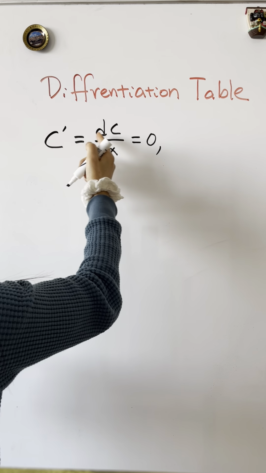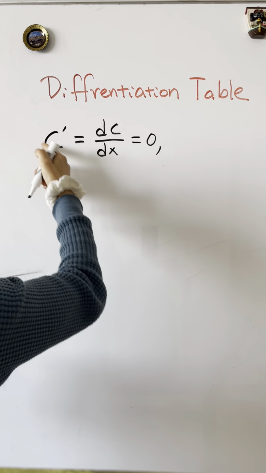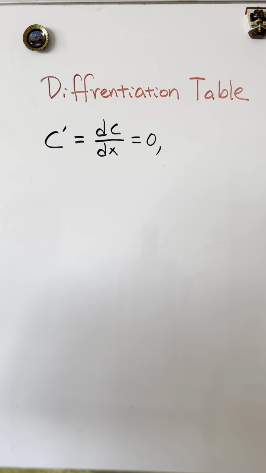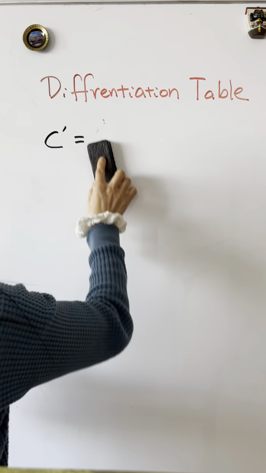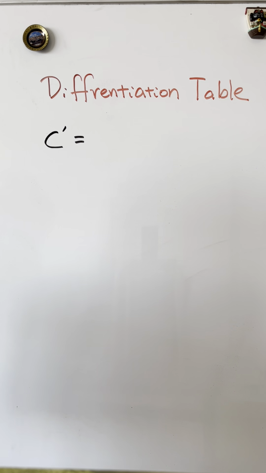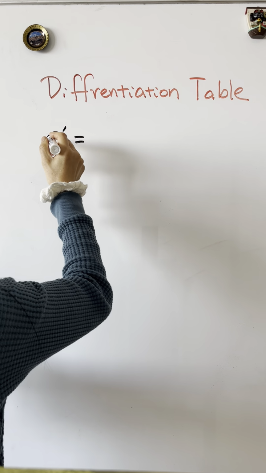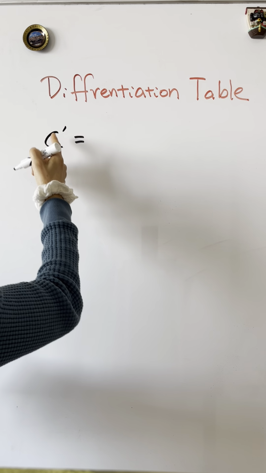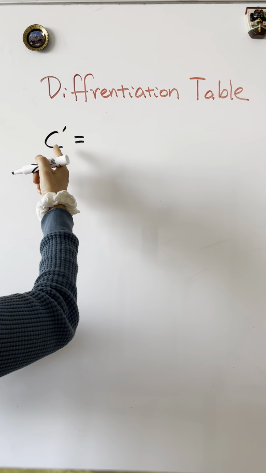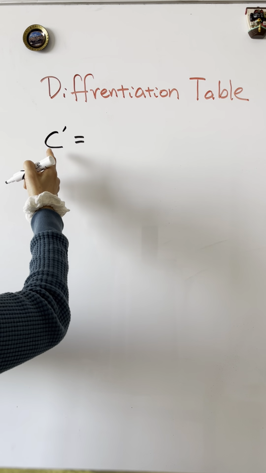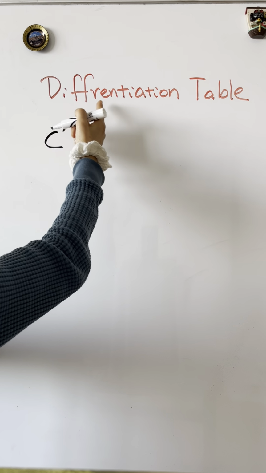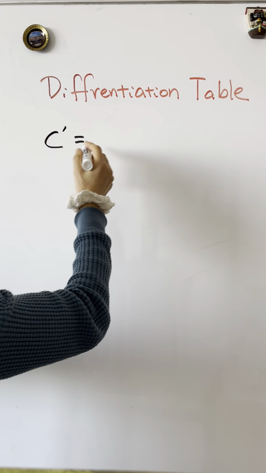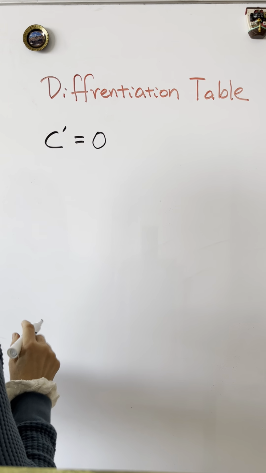Differentiation or derivative is just d of the variable over another variable. So I'm going to keep it simple, because I'm making a table list. Sometimes we call this prime, C prime, right? So it has a couple of names: derivative of C, differentiation of C, C prime, equals 0.